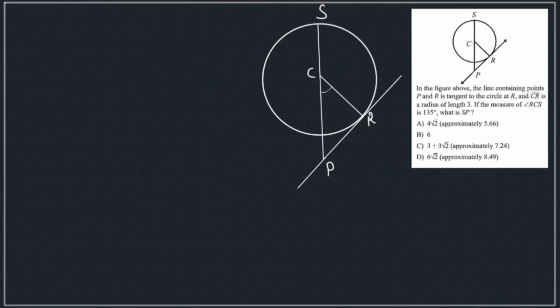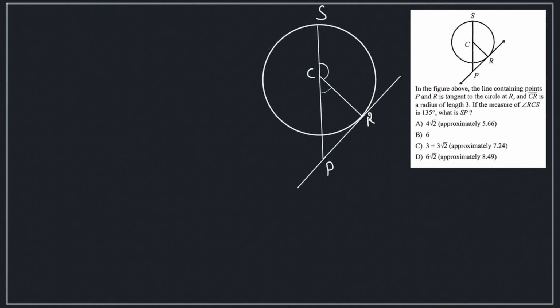Let's take a look at another problem. We are given that PR is tangential to the circle, and the length of the radius is 3 units. We are also provided the measure of angle RCS as 135. They want us to figure out the side length of SP. Let's find some angles first.